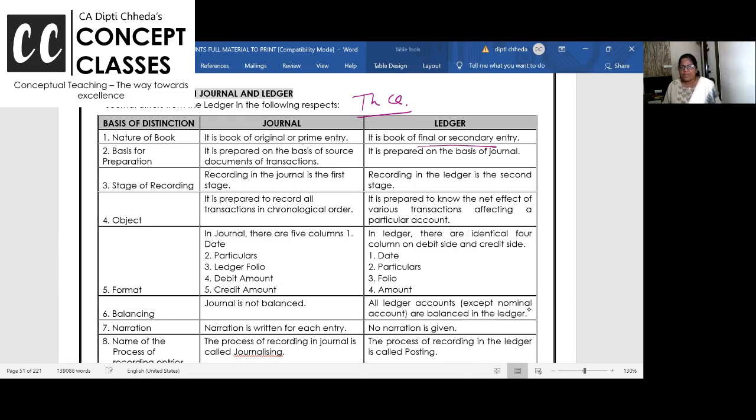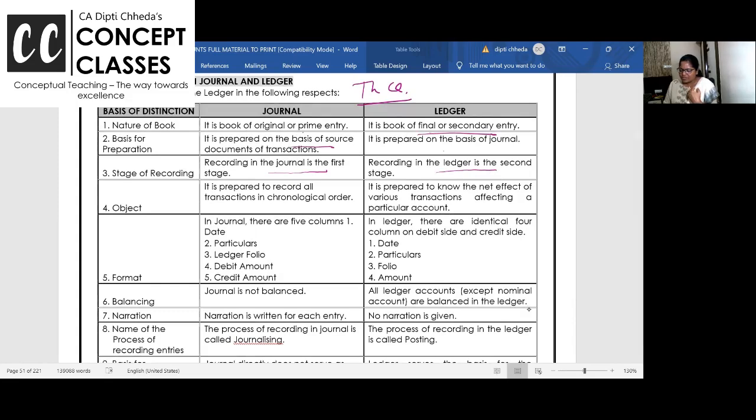Journal is primary. Journal entry is recorded based on the source document, purchase bill and all. Ledger is recorded based on the journal. So can I say, dear students, if journal entries go wrong, the ledger will also go wrong, right? Recording in the journal is first and then you post it in the ledger. Journal is recorded in chronological order of date. Ledger may be date-wise, but it has all the transactions of different dates for the same ledger.